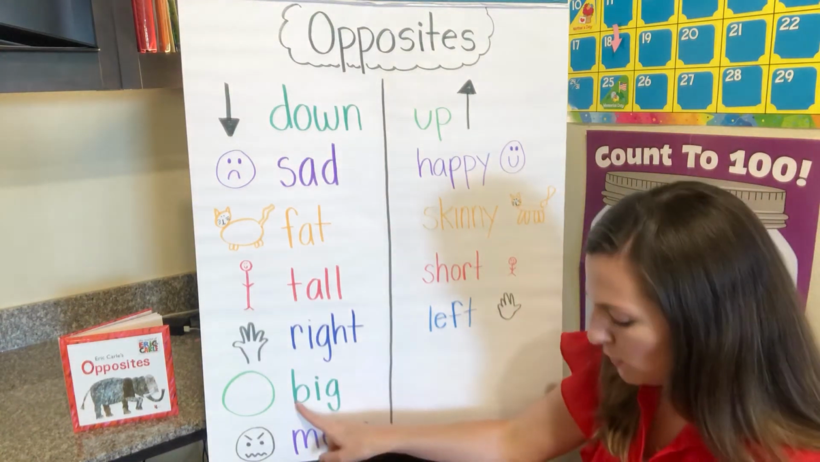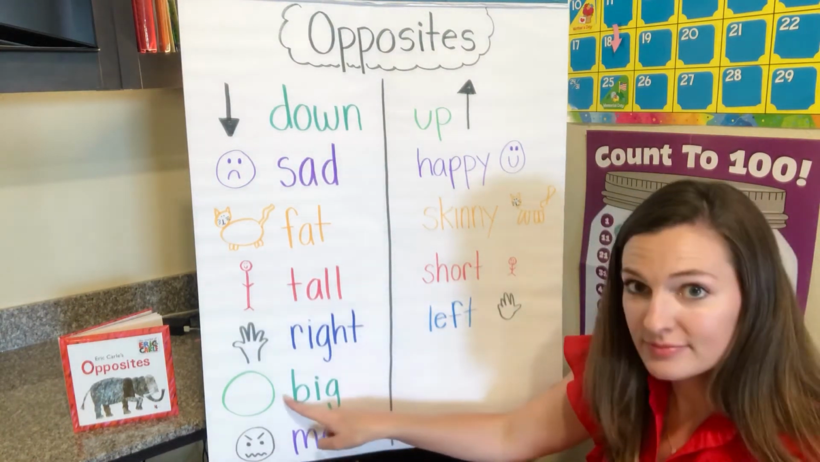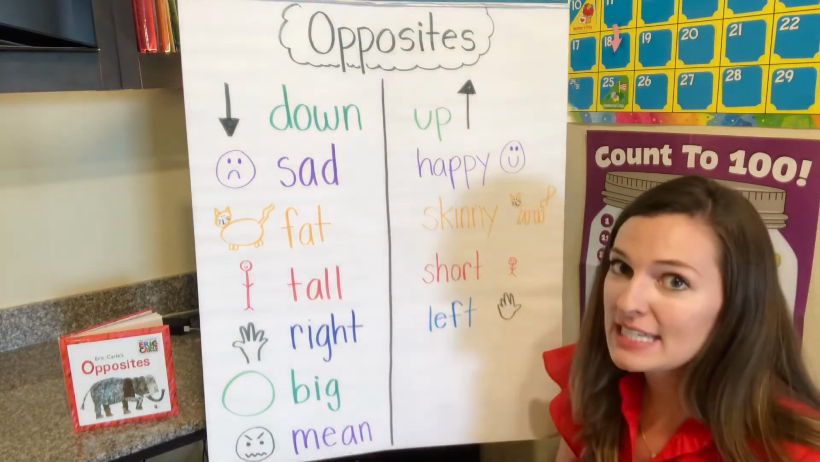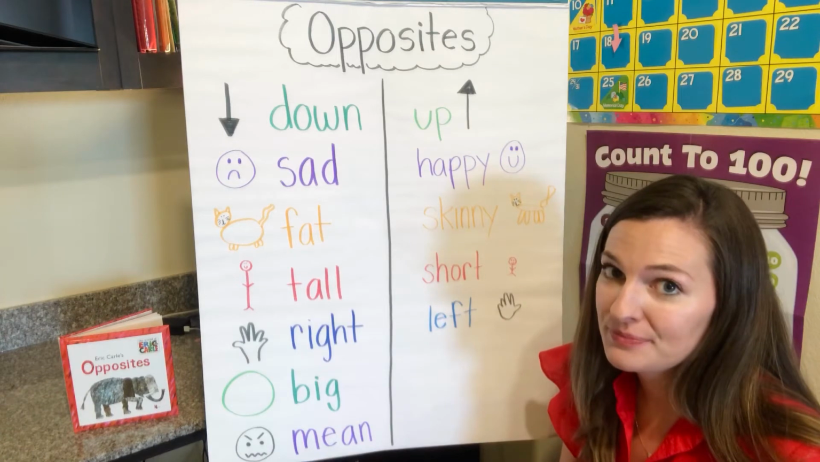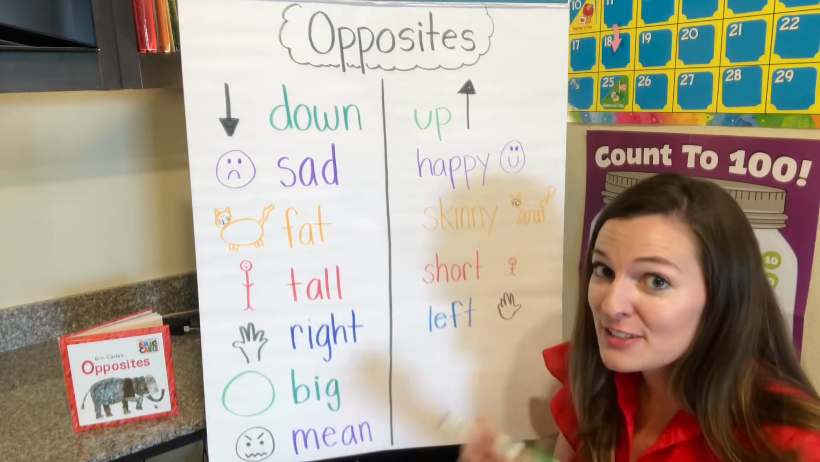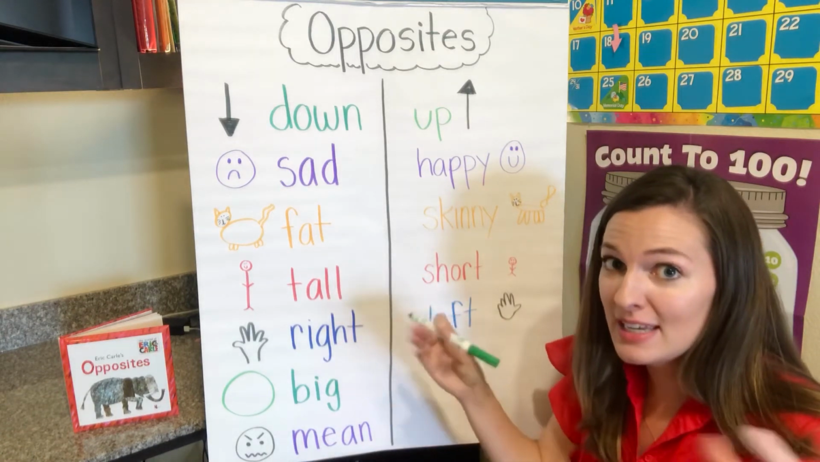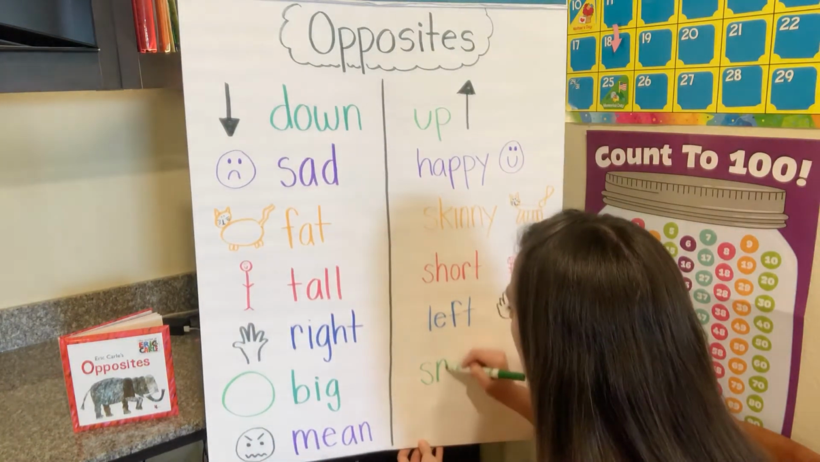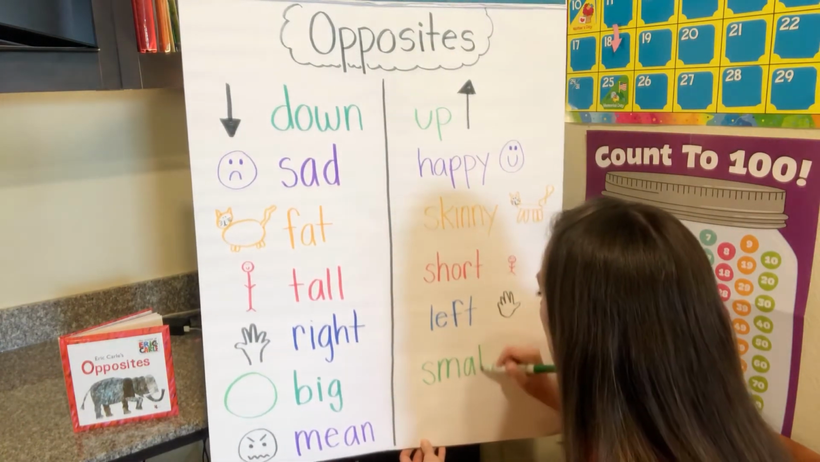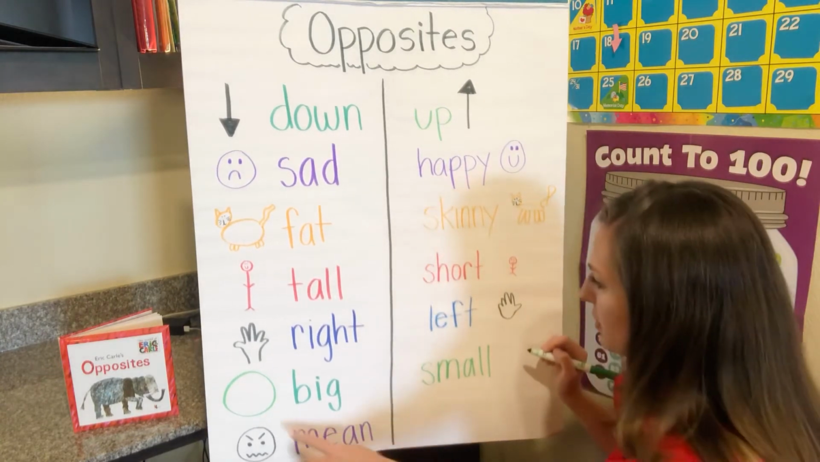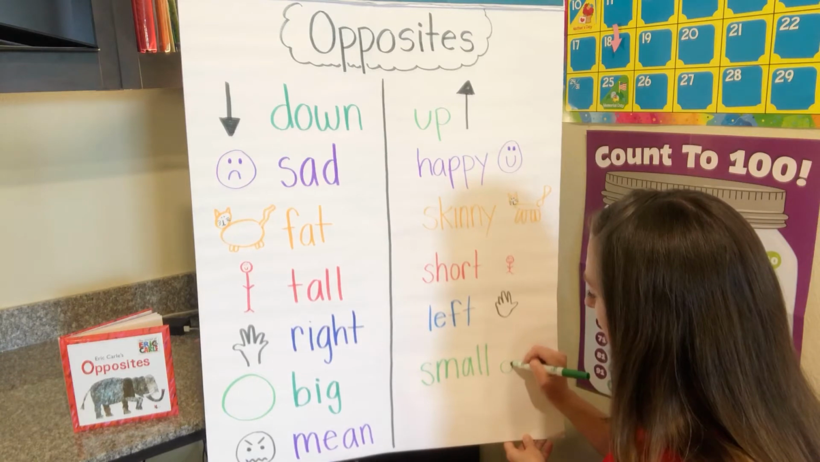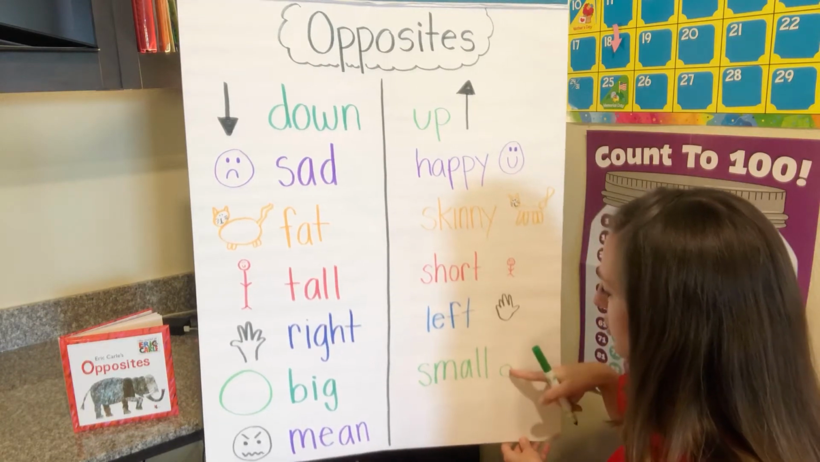What about this word? What word is this? Big. What is the opposite of big? Small, right? Big and small. Small is the opposite of big, and big is the opposite of small. So here I have a very big circle. Now I'm going to draw a small circle.